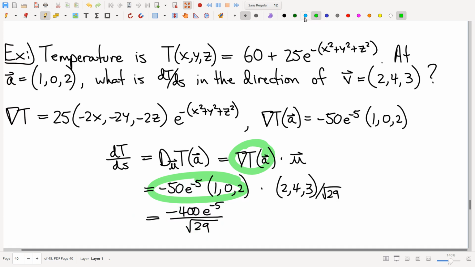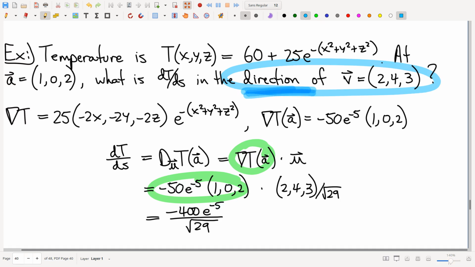Keep in mind further, the direction of 2, 4, 3. So again, that has to be a unit vector. So you've got to take your non-normalized vector and divide it by its own magnitude. Make sure you get a unit vector. And then again, dot product, arithmetic, answer. Everybody happy?